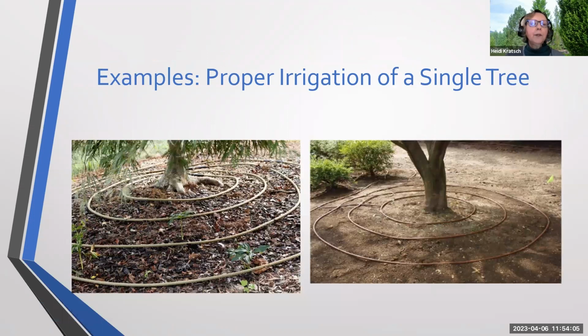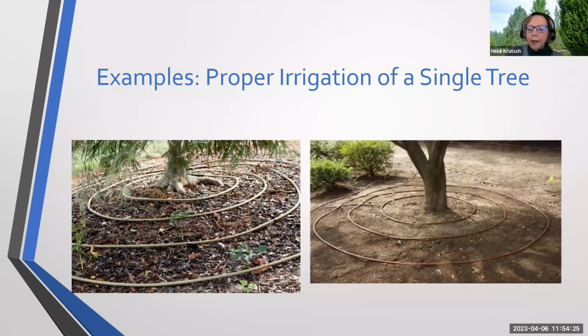Here are some examples of irrigation of a single tree. This is how you would arrange the irrigation line to achieve effective distribution of water. And remember, the most critical area to water is from 6 to 8 inches or 6 to 12 inches away from the trunk out to just beyond the tree's drip line.